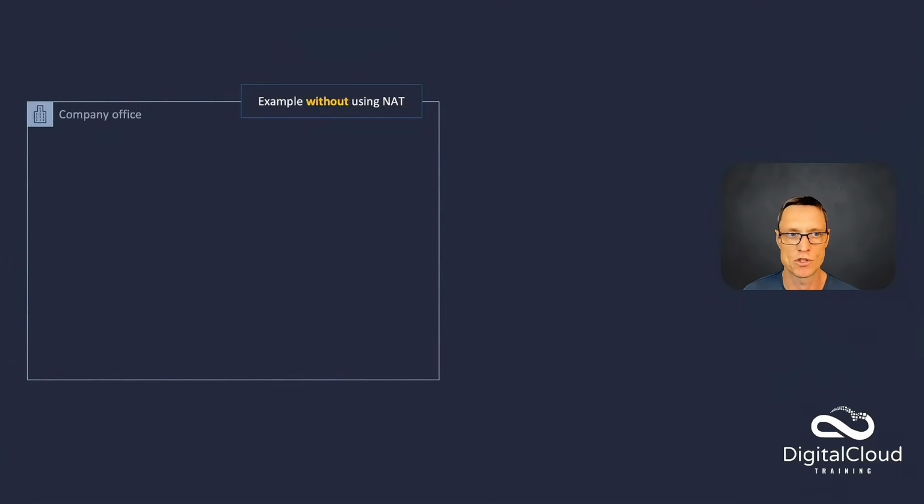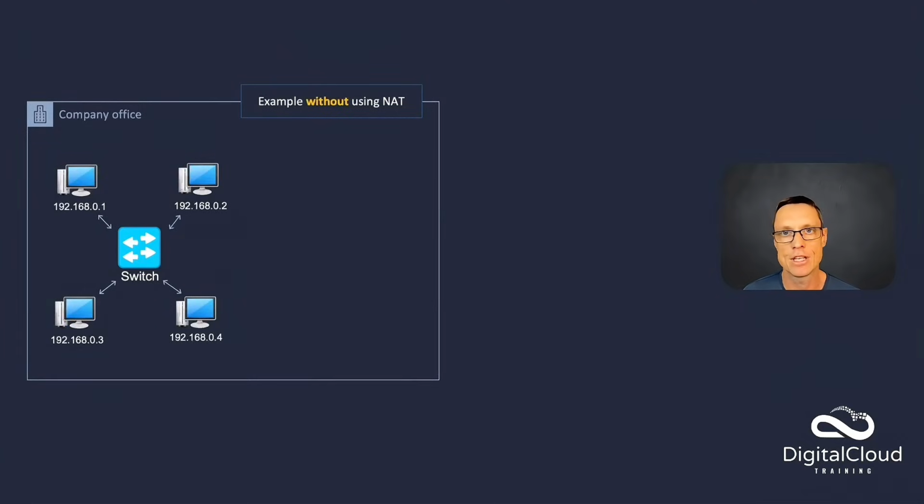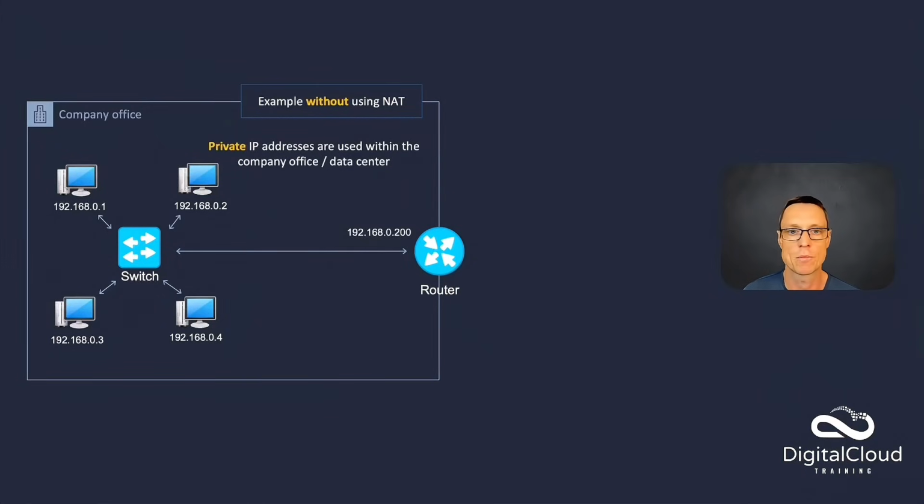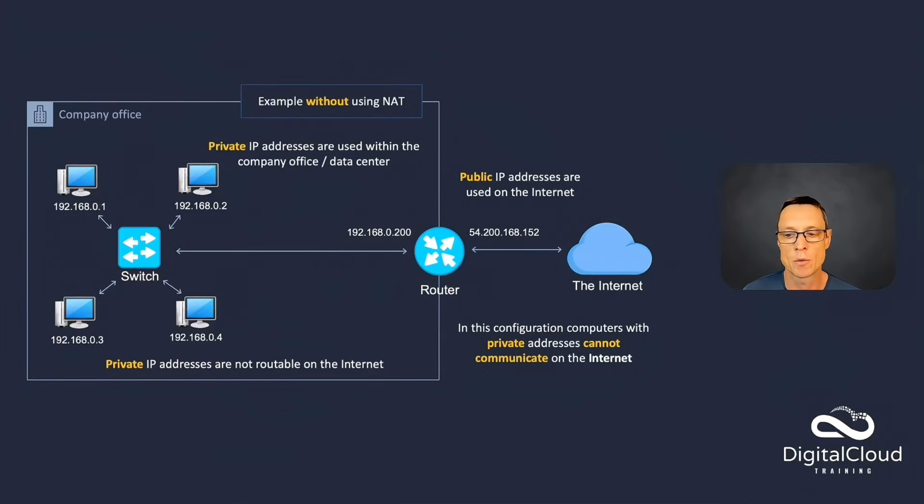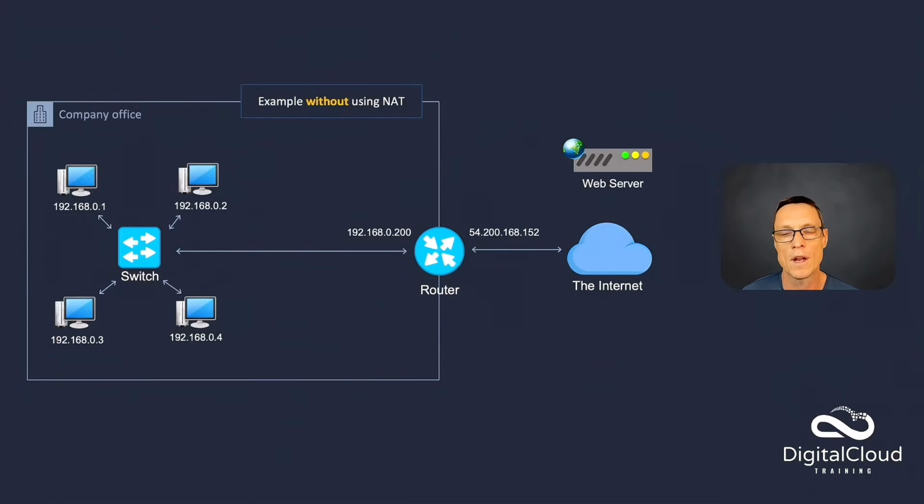Now, if we did not use NAT, then let's say we have these computers running and we have a router. The router is the pathway out to the internet, and private IP addresses are being used within the company office or the data center. A public IP address is needed on the router to connect to the internet. In this configuration, computers with private addresses can't communicate to the internet. What would happen if they did?